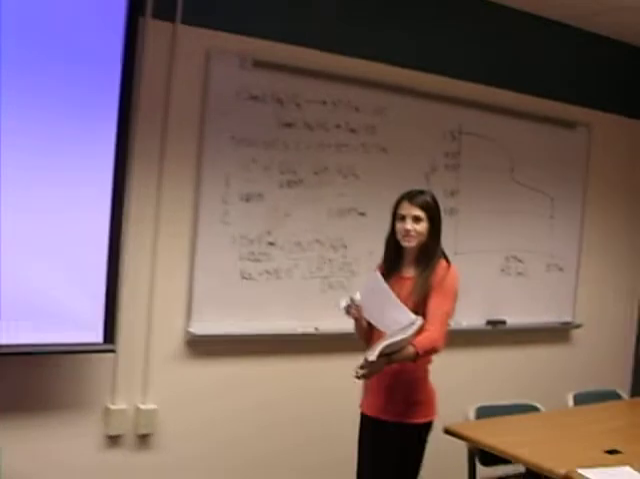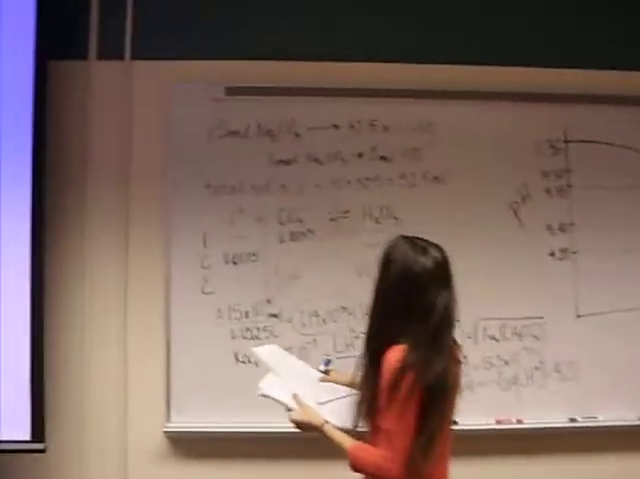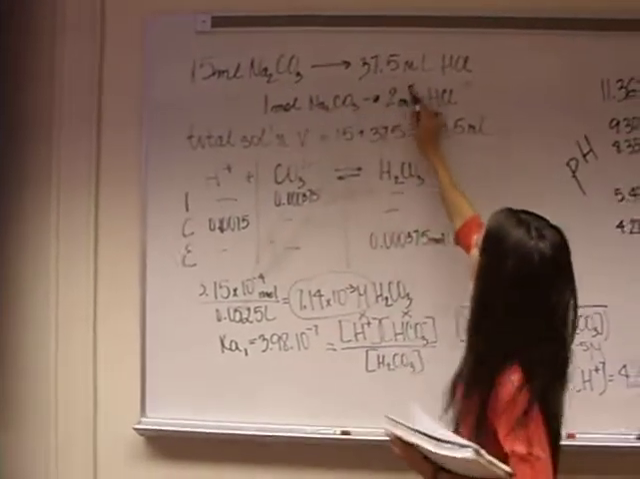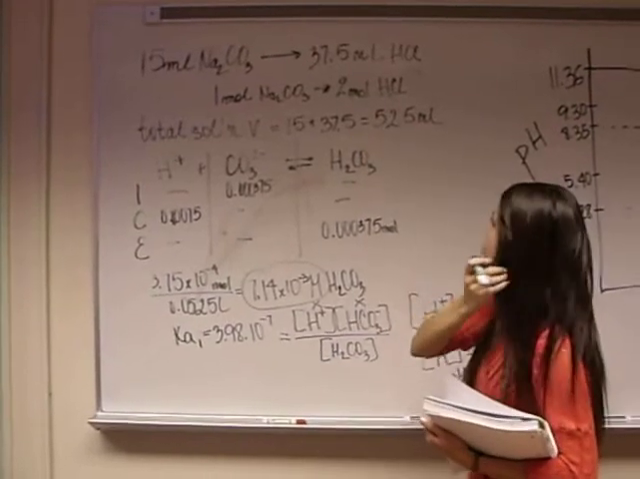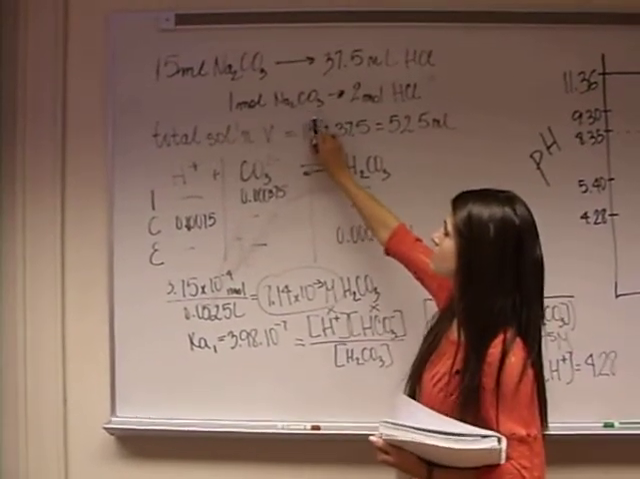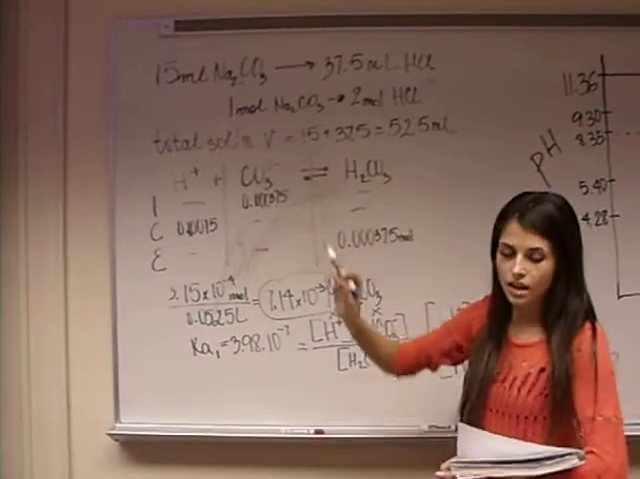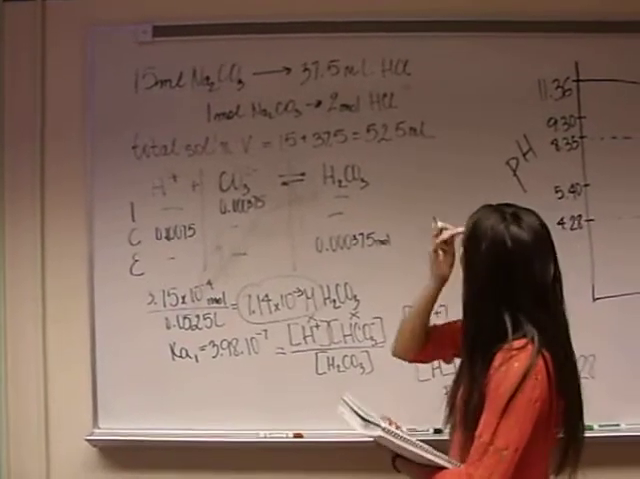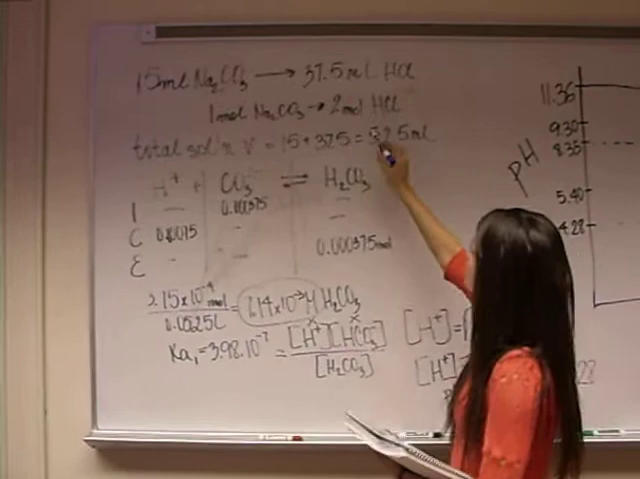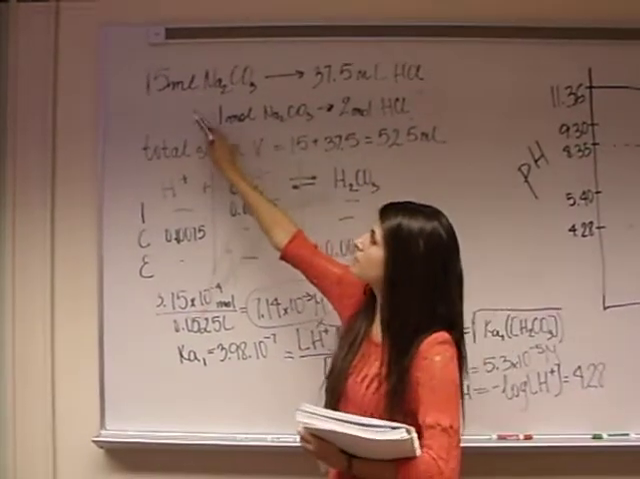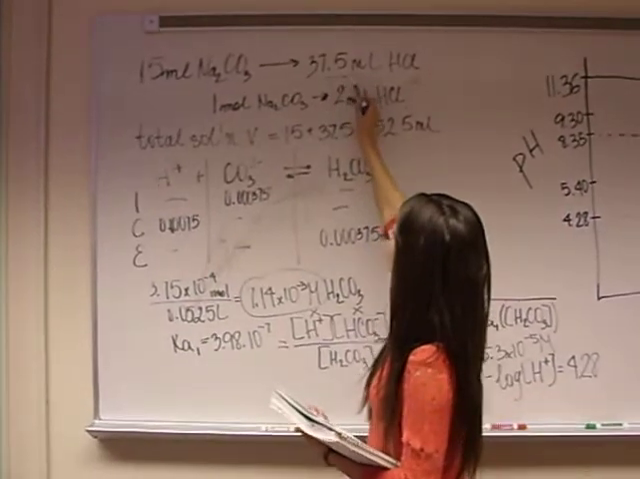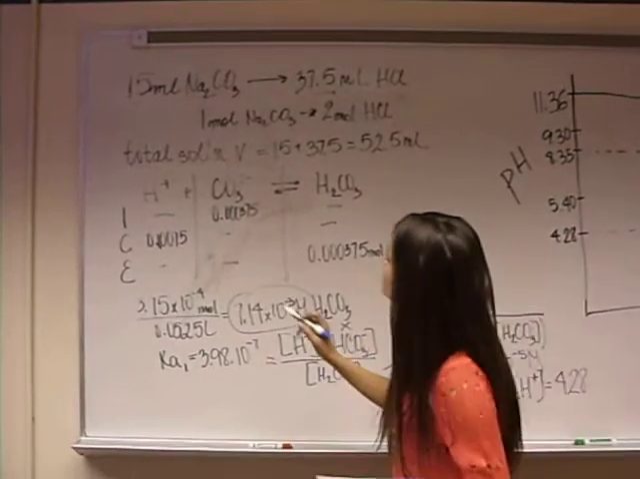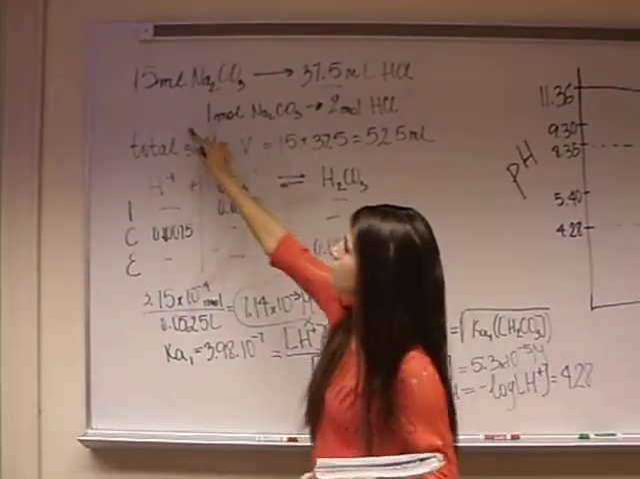And now the last pH value is found through the calculation of the amount of sodium carbonate we have in the solution and the amount of hydrochloric acid. We use 1 mole of sodium carbonate to 2 moles of hydrochloric acid, as the overall reaction equation says. So I use the calculation through this stoichiometric problem to find that for 15 milliliters of this, we will need 37.5 milliliters of hydrochloric acid. Then the total solution volume will be 15 plus 37.5.